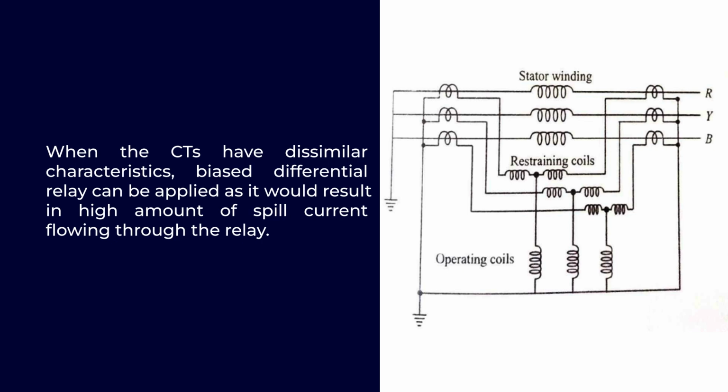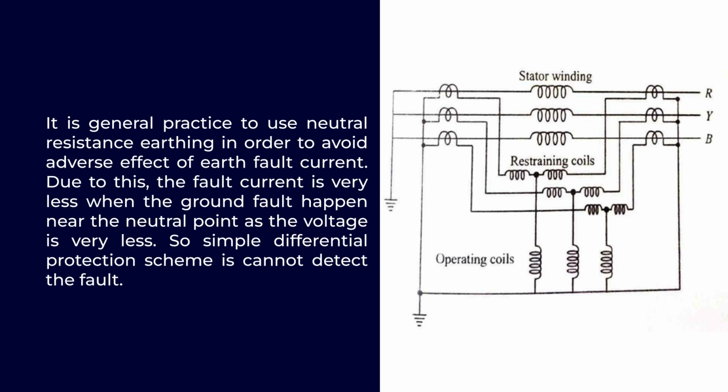So, with the help of biased percentage differential protection, we can save our stator winding from phase to phase and phase to earth faults. But this differential protection has some limitations. In general practice, neutral resistance earthing is used in order to avoid the adverse effect of earth fault current. Due to this, the fault current is very small when the ground fault happens near the neutral point, as the voltage is very low. So, a simple differential protection scheme cannot detect the fault.